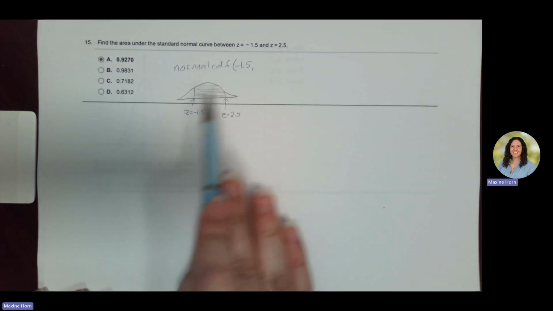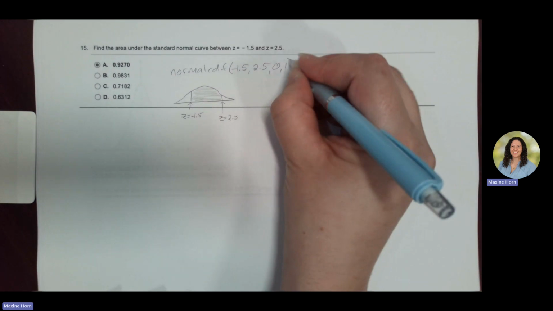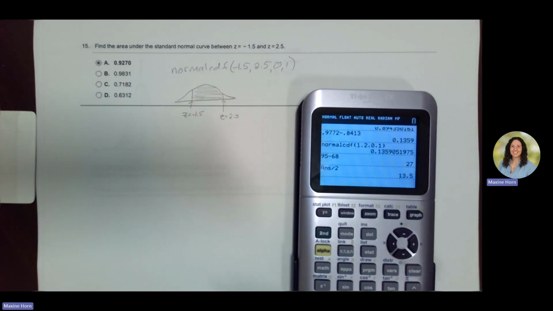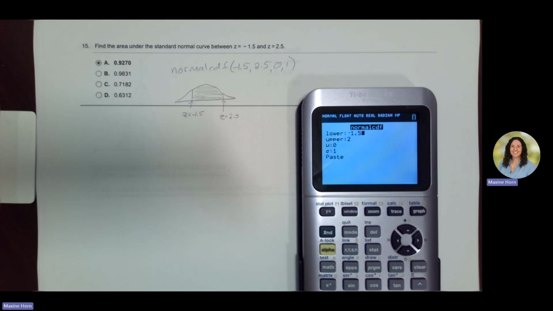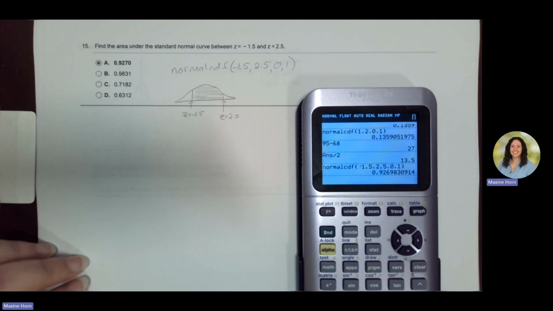Okay, so my lower boundary is negative 1.5. My upper boundary is 2.5. My mean is 0, and my standard deviation is 1 because these are z-scores, not x values. So again, the menu for normal CDF is second vars, and then the second option, negative 1.5, 2.5, 0, and 1. And that's how we're getting 0.92. Again, if we round, we'll get that exact number. Okay. So you can see how quickly you can go through these types of problems if you do them in the calculator.